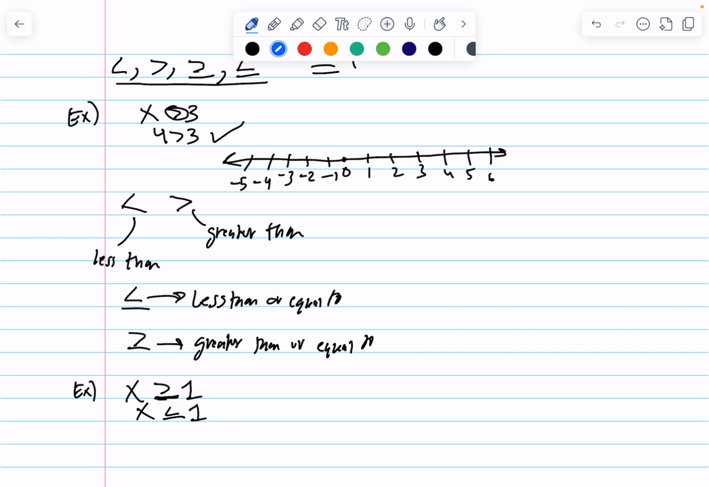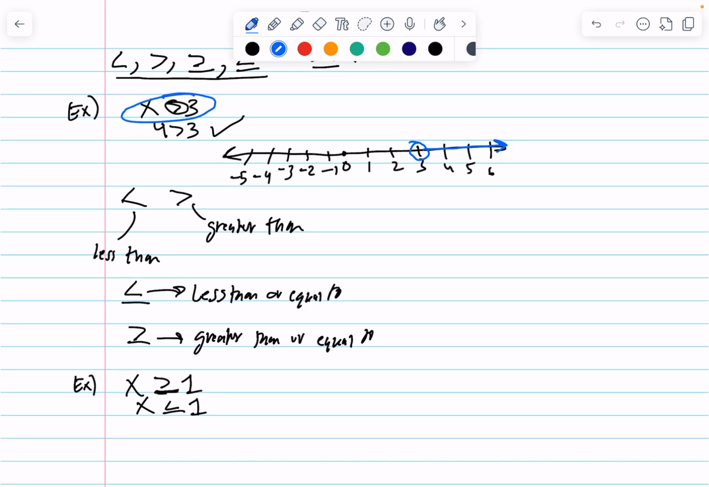Let me use a different color just to make it easier. So we put an open dot on the 3, and then we're going to go to the right of the number line, since greater than means you go to the right. By indicating that the open dot is on the 3, that means 3 will not satisfy the requirement. For reference, we are talking about this here, not that down there. So we see 4, 5, 6 solve it, but 3 won't.